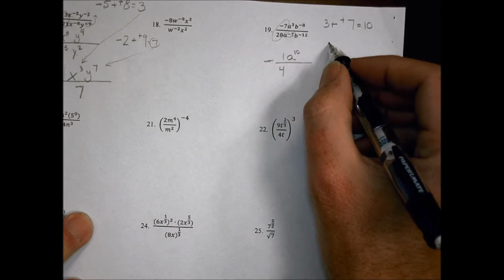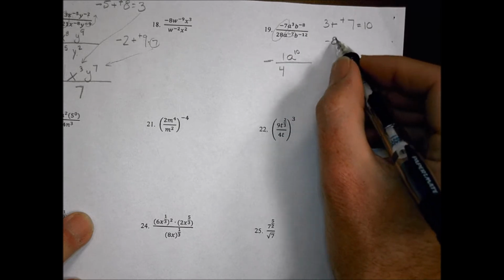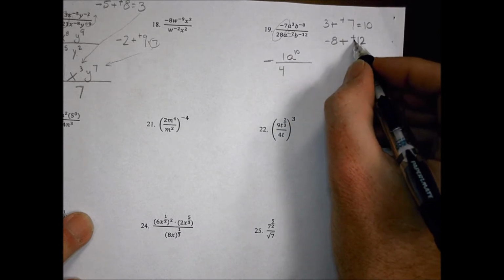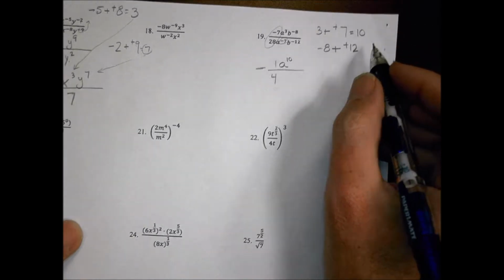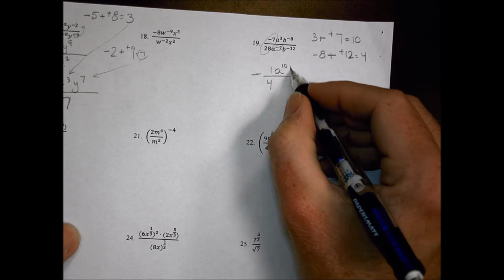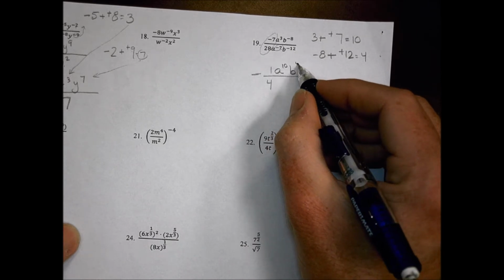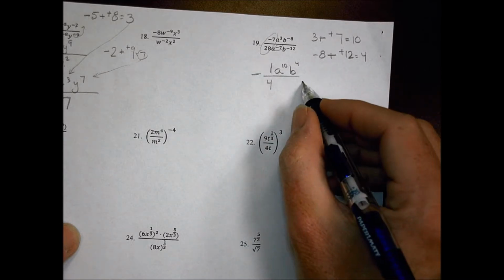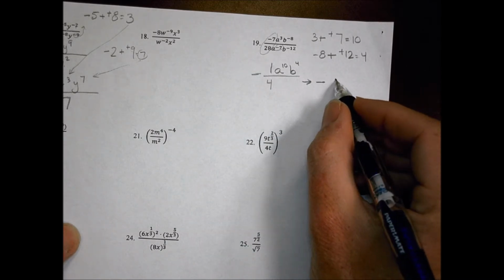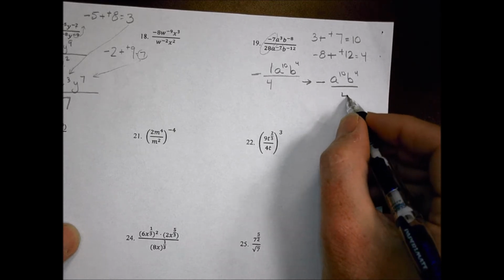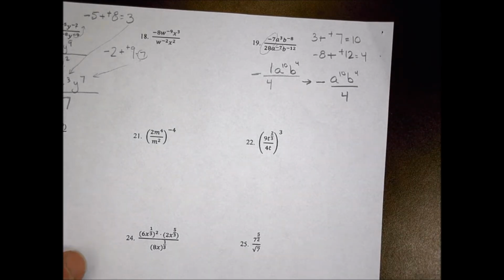For the B, I have a -8 minus a -12. Subtracting a negative becomes a positive. So 12 minus 8 equals 4. So B is also going to be on top, B to the 4th there. I wrote it a little funny. I probably should rewrite it a little nicer. We have negative a to the 10th, b to the 4th over 4. And that's probably what it looked like, more like a proper answer here.